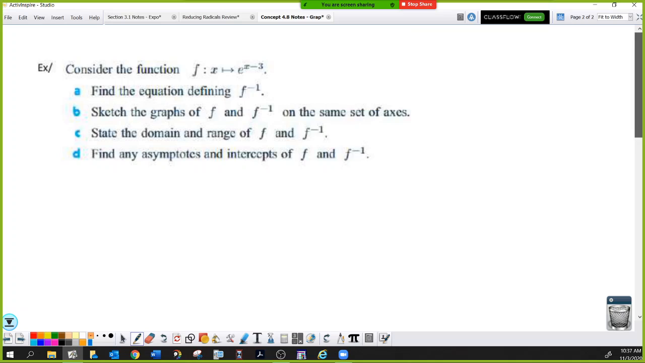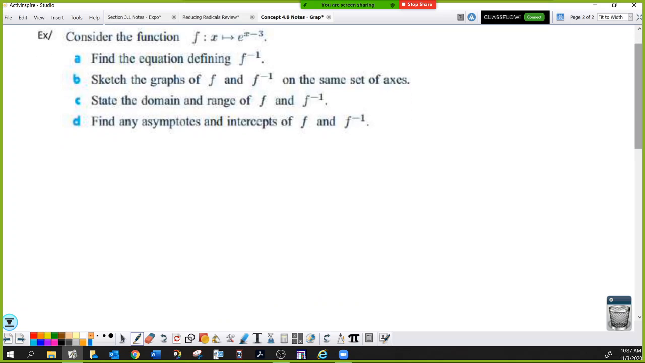Cool. I'm going to bring this chapter to a close. Consider the function, that's written all weird. Let's just write it like this: f of x equals e to the x minus 3. There's no need to be extra. It says find the equation that defines f inverse. That literally means find the inverse.